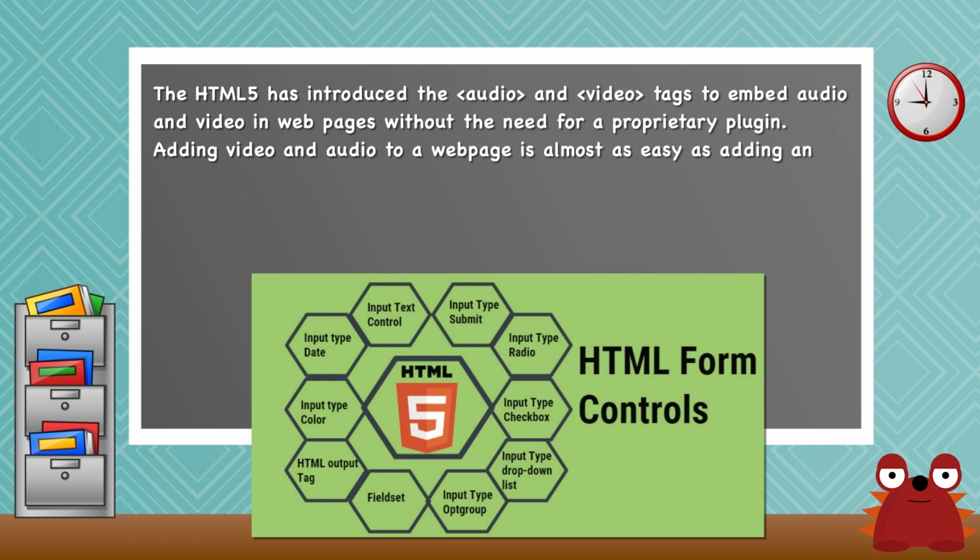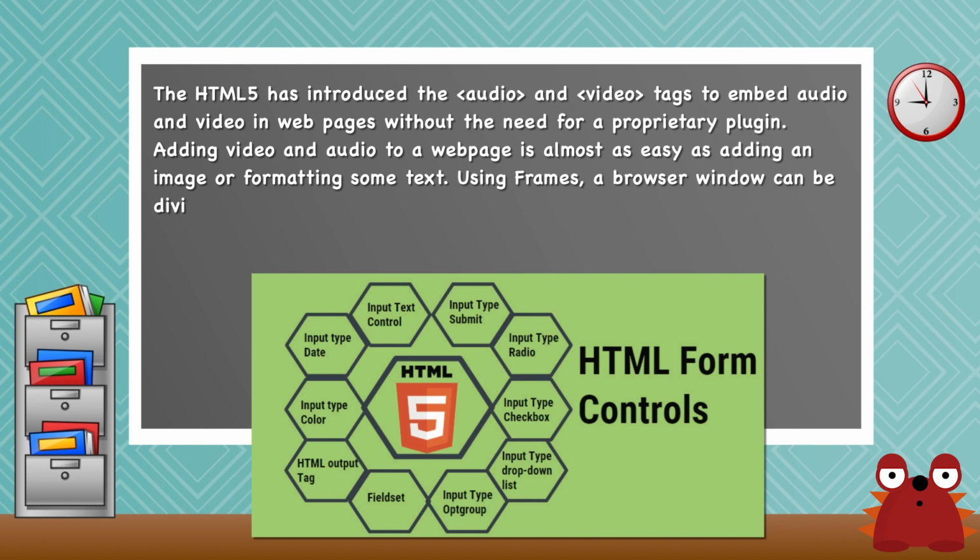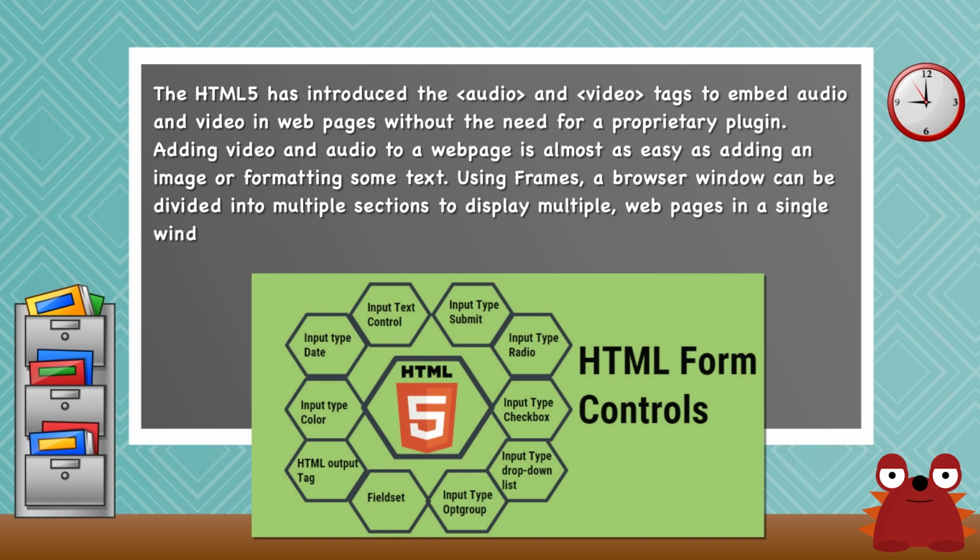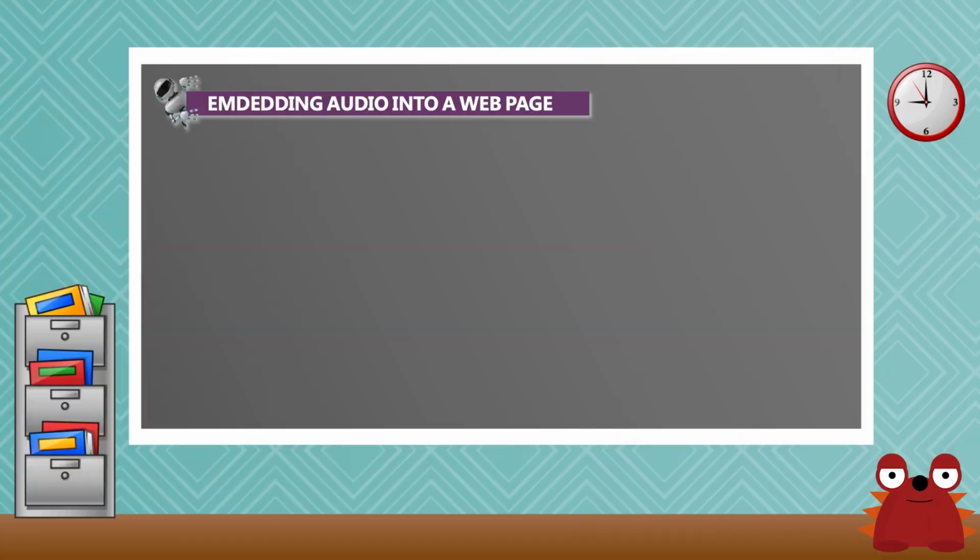Adding video and audio to a web page is almost as easy as adding an image or formatting some text. Using frames, a browser window can be divided into multiple sections to display multiple web pages in a single window. Using HTML forms, user input can be taken online. Let's start with embedding audio into a web page.